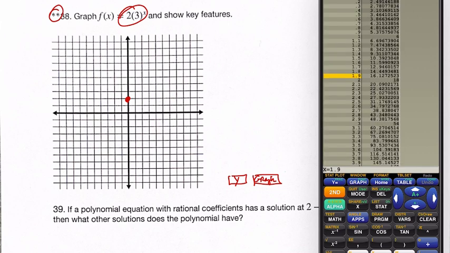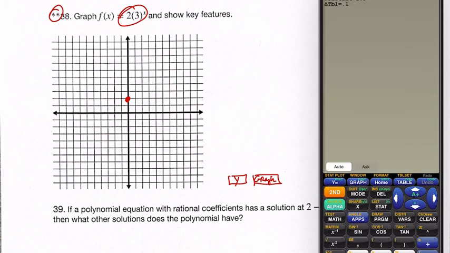Now, my table's kind of goofed up, so I'm going to go to table set, which is second table. And I'm not going to have it go by 0.1s. You can see my change in table there. That's what that delta means, change in. I'm just going to clear that out. I'm going to have it step by ones.